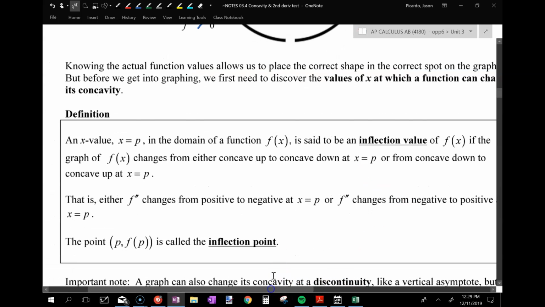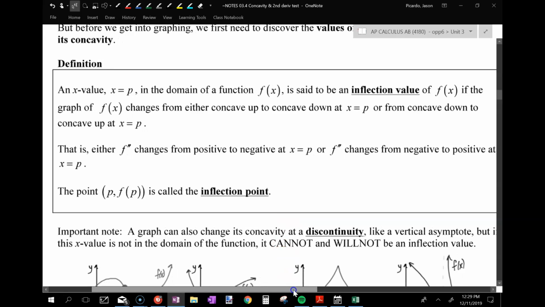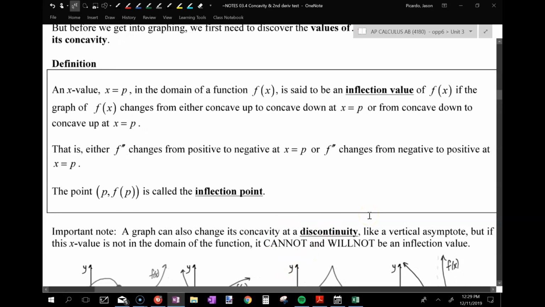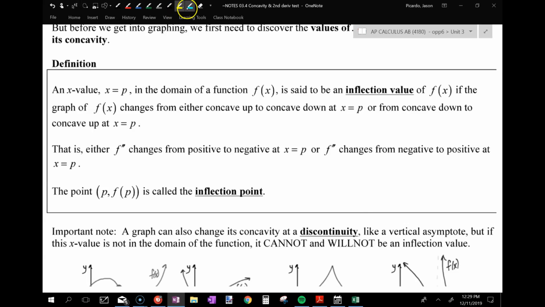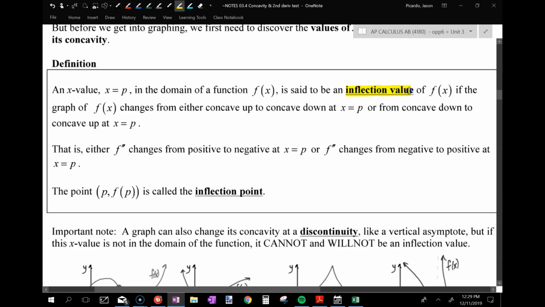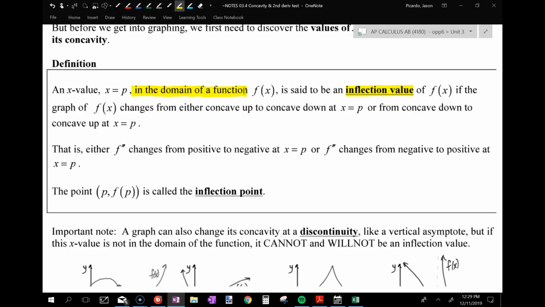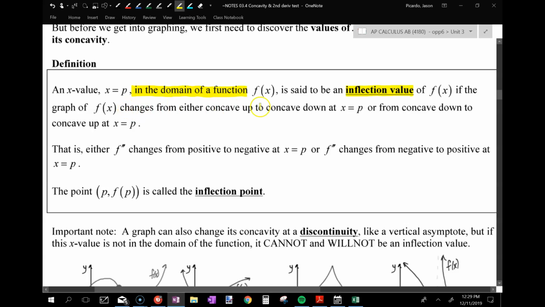All right, I want you to highlight a couple of things in this next box, okay? I'm going to introduce a word. It's called inflection point. An inflection value is, first of all, a value that is in the domain, right? Obviously, an inflection value can't be not in the domain. And it's where a graph changes from concave up to concave down, or concave down to concave up.